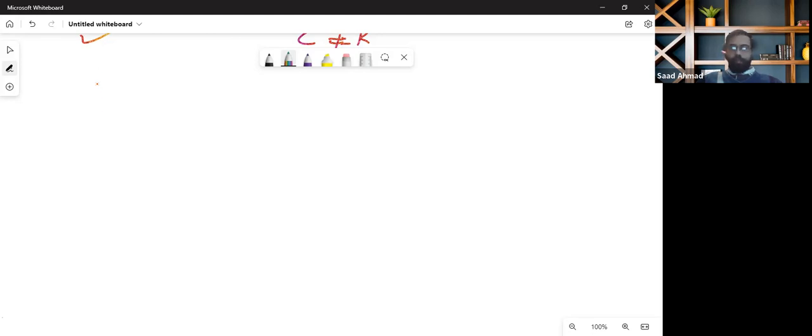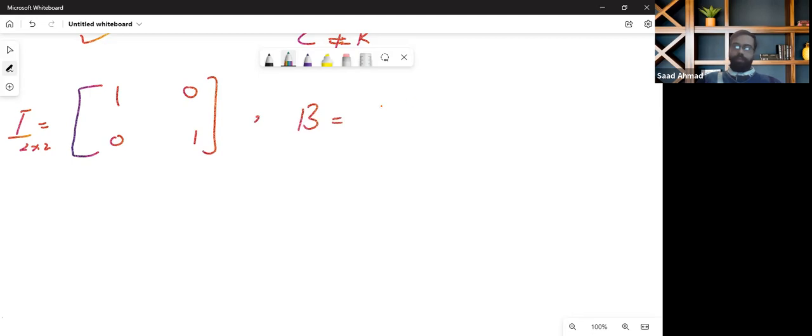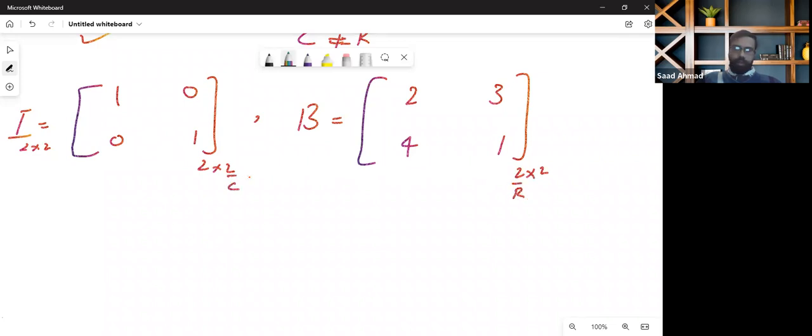All right, there is the identity matrix that I told you about before. Let's say we have a matrix I, a 2 cross 2 identity matrix, and we take any matrix B, but we can give the name whatever we want, with the numbers 2, 3, 4, 1. It is a 2 cross 2, and this is also a 2 cross 2, so the number of columns is the same as the number of rows, so we can multiply them.